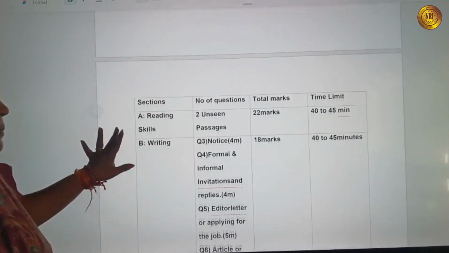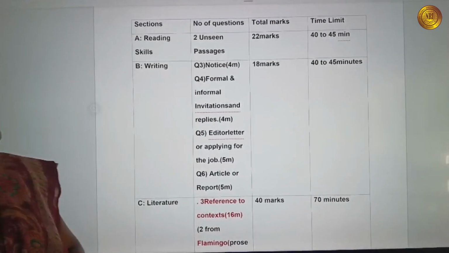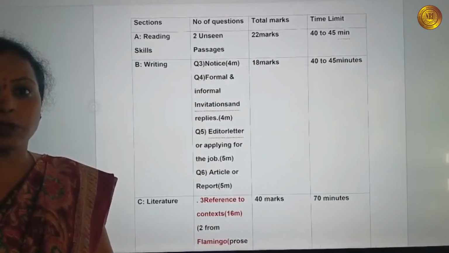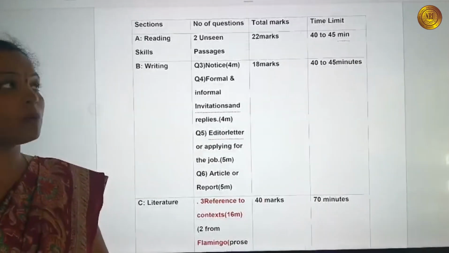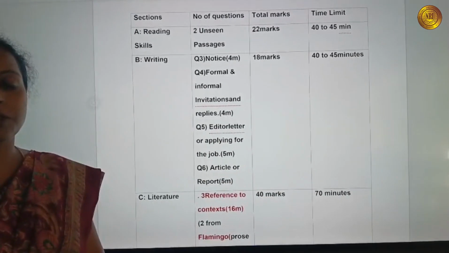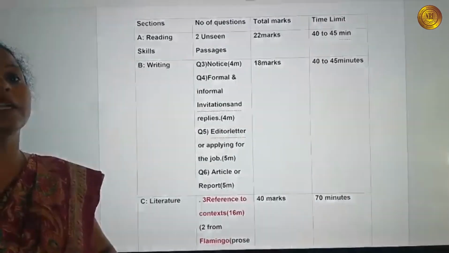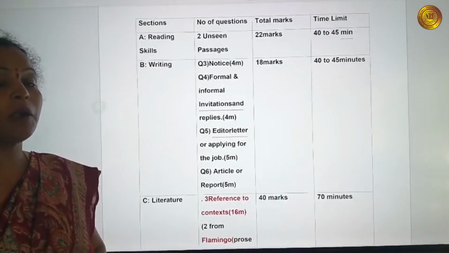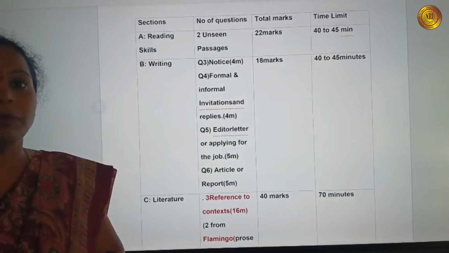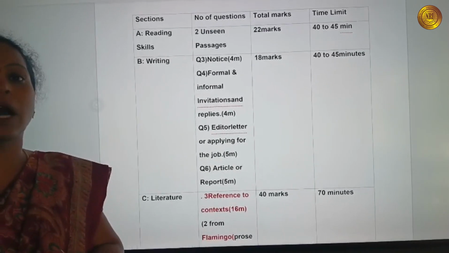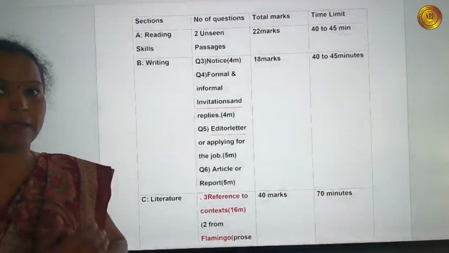Now let's see. Reading skills: you will have two passages, but do remember it is a scoring section. Here in this section there are 22 marks, and you can score 22 out of 22, but do remember to give only 40 to 45 minutes. Time management is very essential to attempt all the questions in the exam.